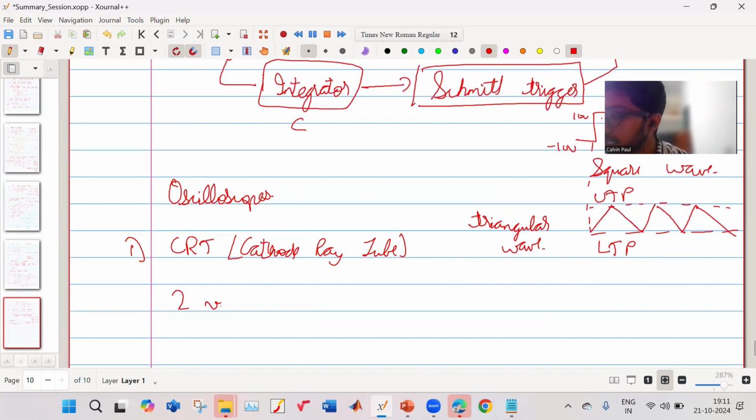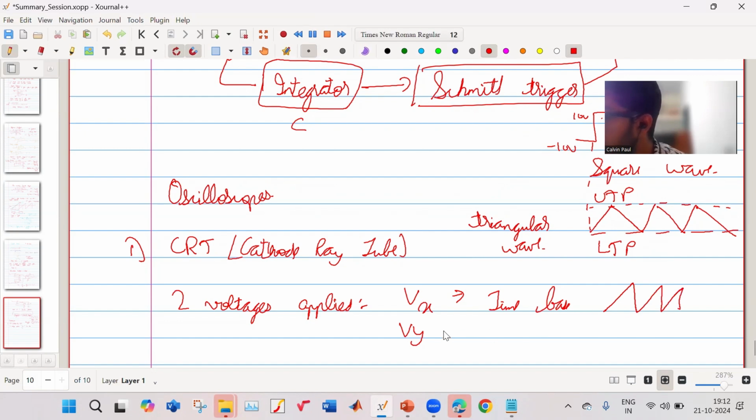There are two voltages applied, Vx and Vy. Vx is your time-based signal. Vy is the signal which you want to measure, basically a sine wave or square wave or some random signal, that should be displayed so it can be seen by you.